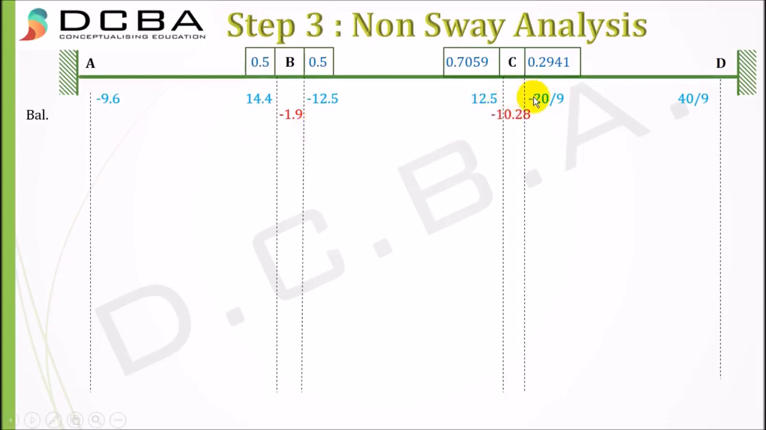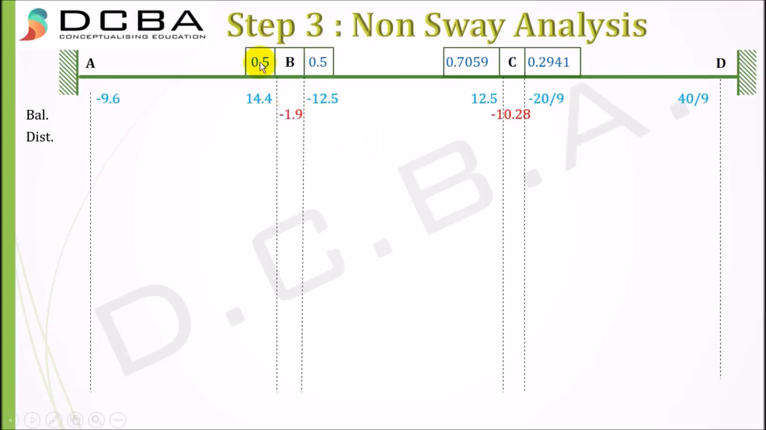Again, 12.5 minus 20 by 9 is plus 10.8, but then we have to change our sign and write it here as minus 10.28. Why we change this sign, I have already discussed in a video on moment distribution basics. You can check that.